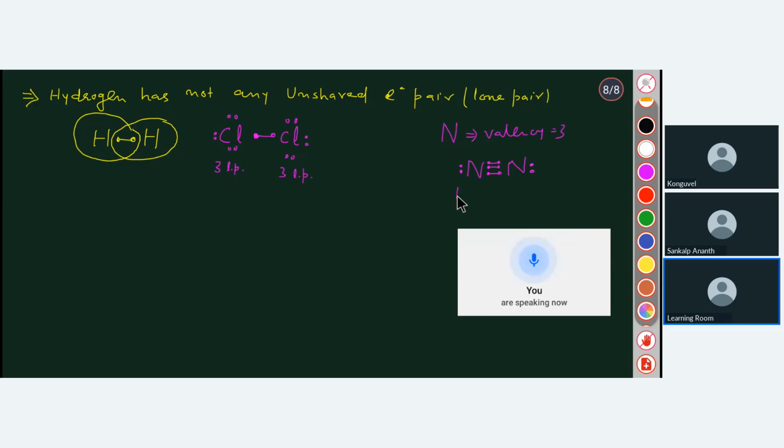Actually, in this triple bond, there is one sigma bond and there are two types of bonds. One is known as sigma bond. Another is known as pi bond. There is one sigma and two pi bonds here in this N2 molecule.